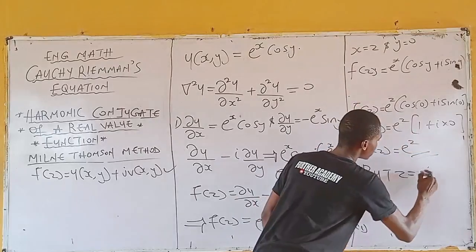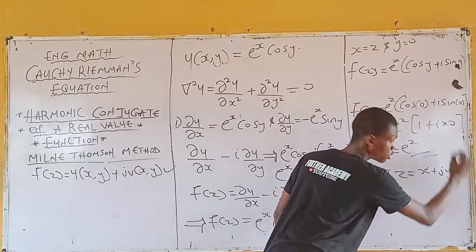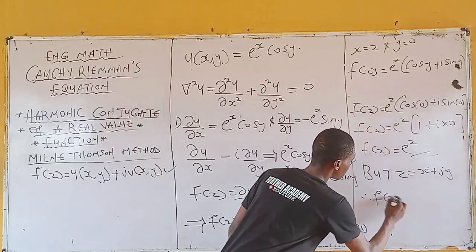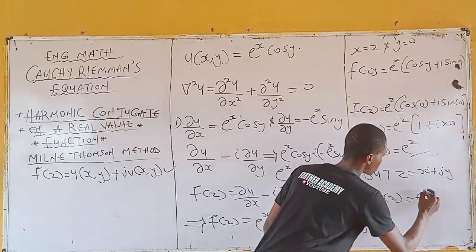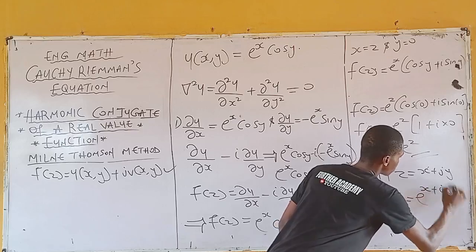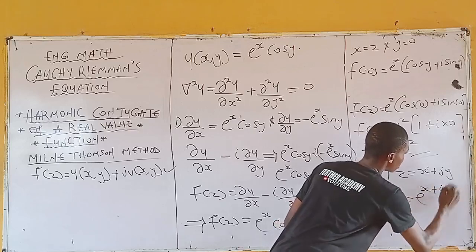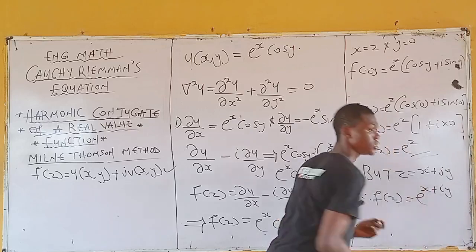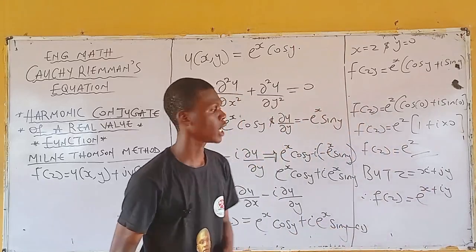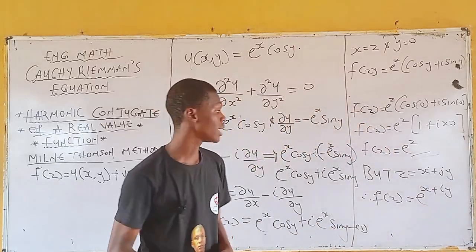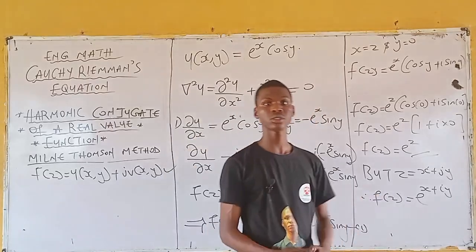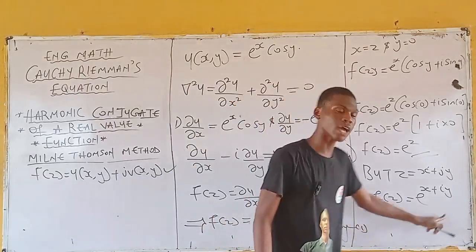But z is equal to x plus jy. Therefore, f of z is equal to exponential raised to the power of x plus i. You know, i and j, you can use them interchangeably. They are imaginary numbers. Right? Up to this level, any question? No question. This is my f of z.